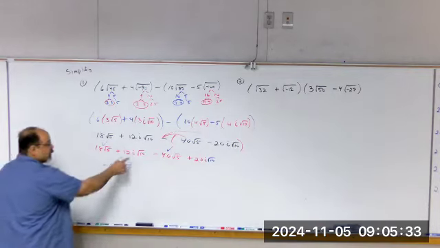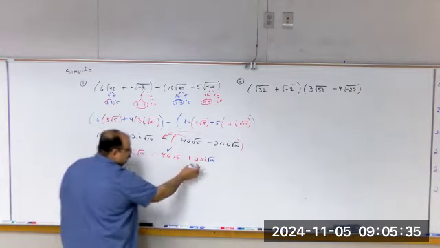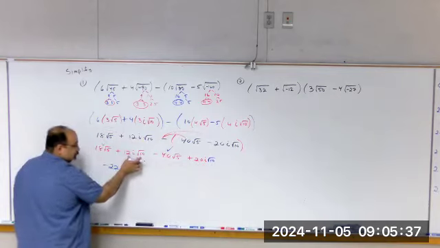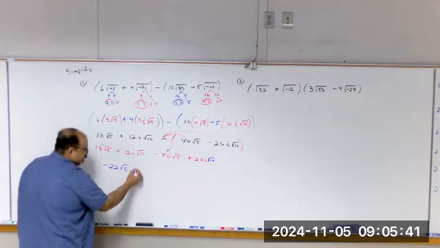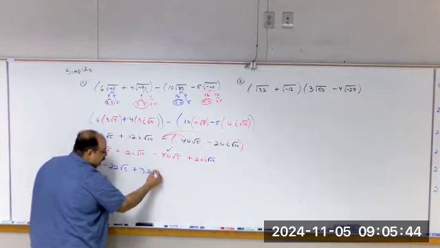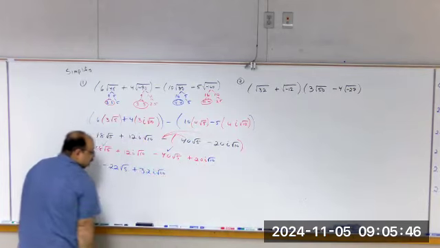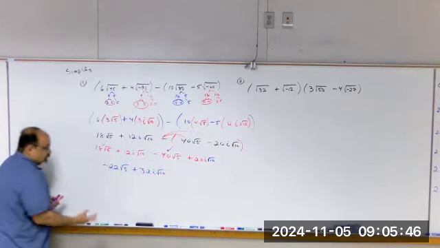And then you get your 12i square root 10s, and then you get 20i square root 10s. So these are like terms. So 12 of these plus 20 more of them is 32 of those, 32i square root 10. And you can't go any further because they're not like terms.